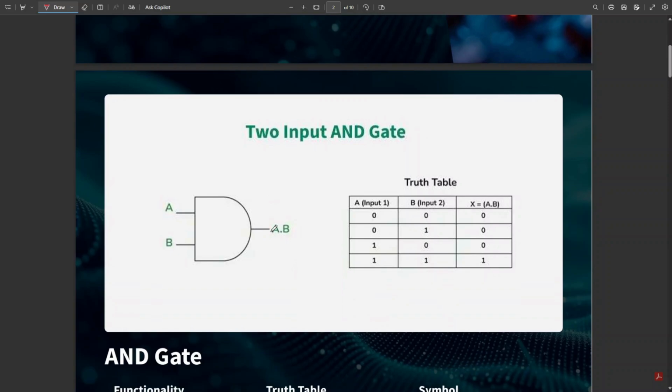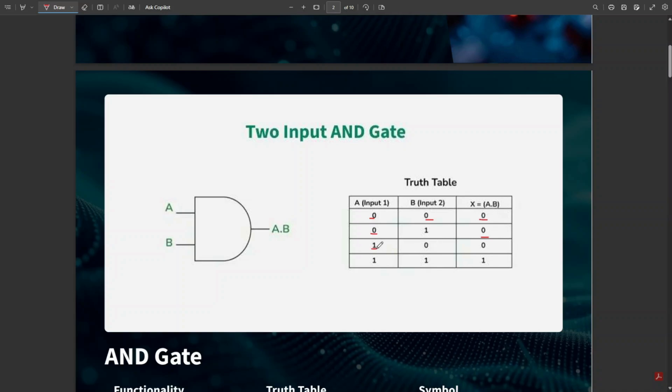So first off, we have the AND gate. This is the AND gate, and it only gives 1 at the output when both of the inputs are 1, as shown in the truth table. So we can see that one of the inputs is 0 here, so the output is 0. Both of them are 0 here, so the output is going to be 0.